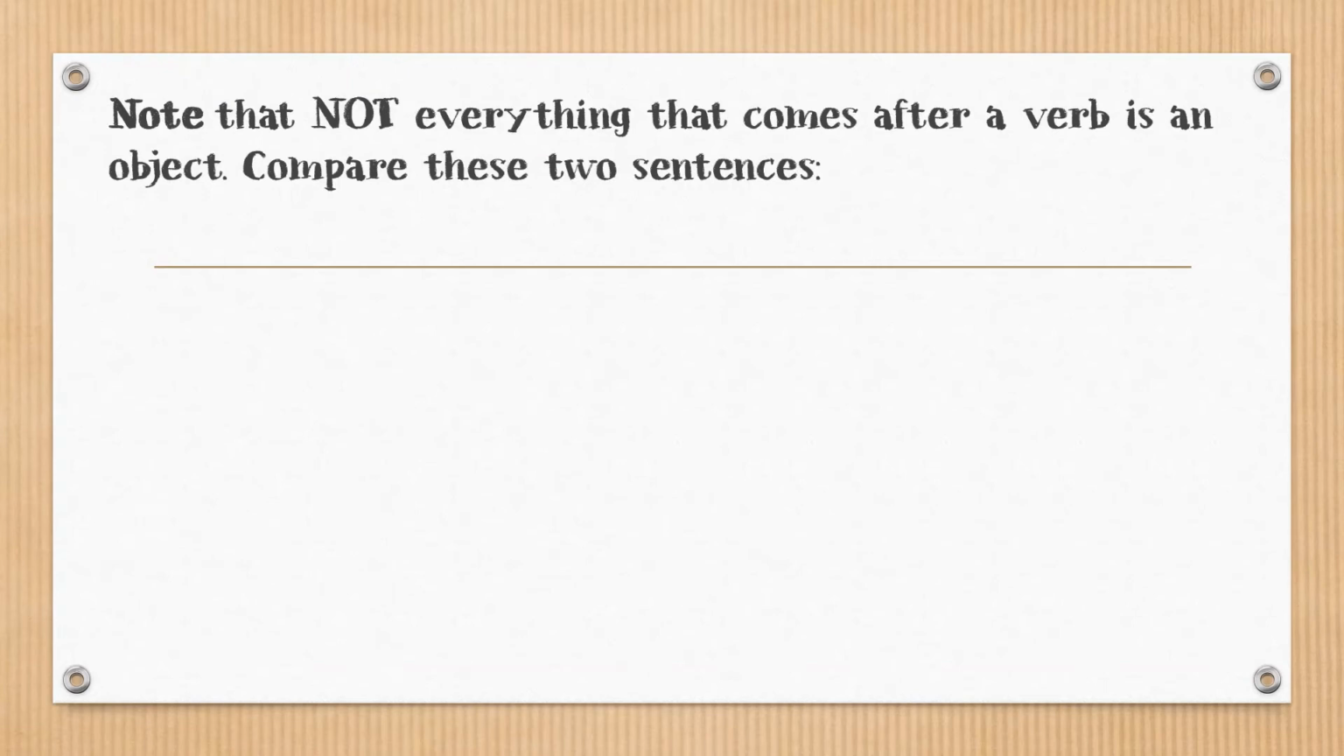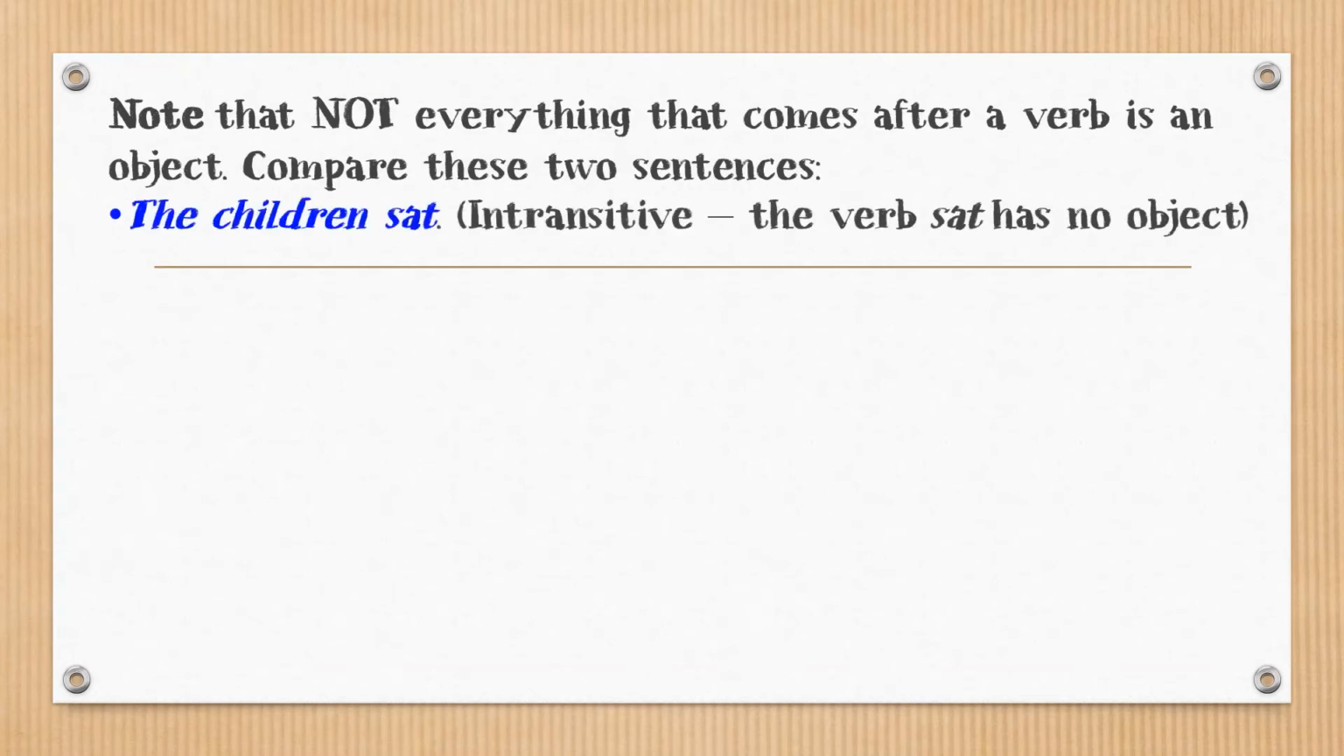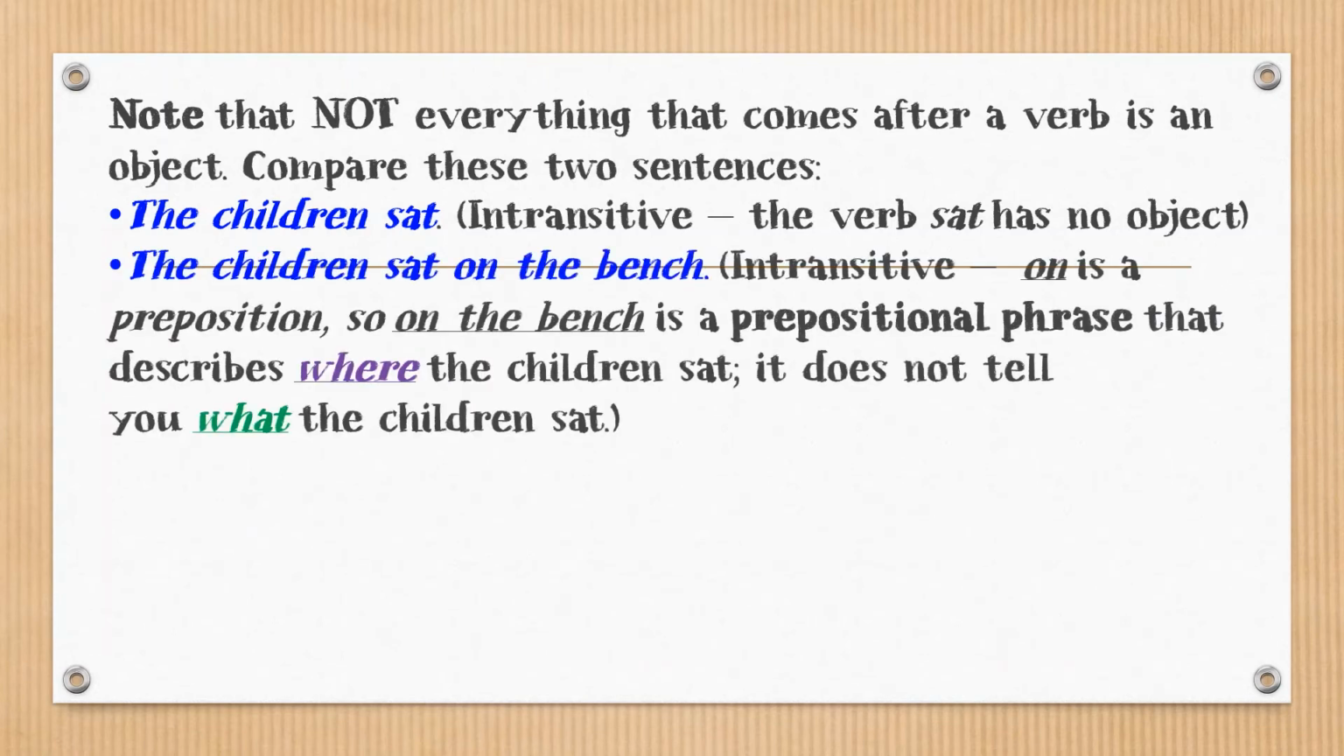So, compare these two sentences. Okay, the first one, the children sat. So, ini dah kita belajar tadi, iaitu intransitive, sebab lepas the verb sat, dia tidak ada objek. Dia stop situ. Kita tengok lagi. The children sat. Oh, tiba-tiba ada on the bench. Bench tu is kursi panjang. The children sat on the bench. So, it's still intransitive. Kenapa?